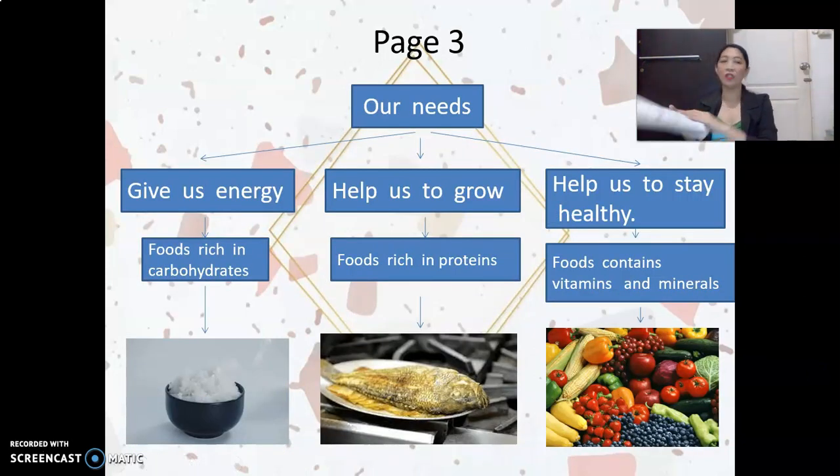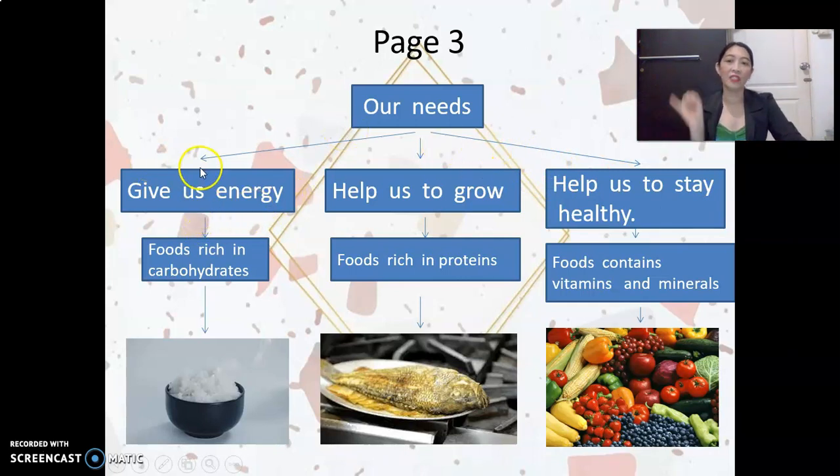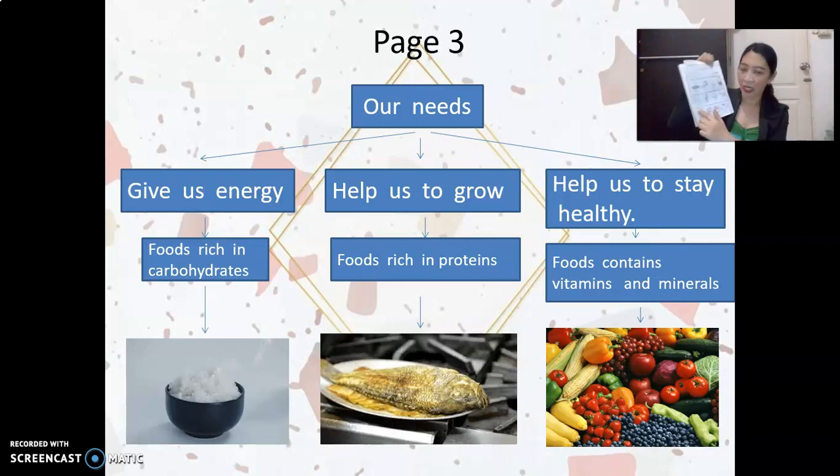Okay, page number 3. Page number 3 is our needs. First is give us energy. Food that gives us energy is rich in carbohydrates. Examples are rice, potato, bread, noodles. And help us to grow: food rich in proteins. Food rich in proteins includes fish, meat, milk, egg, and cheese.